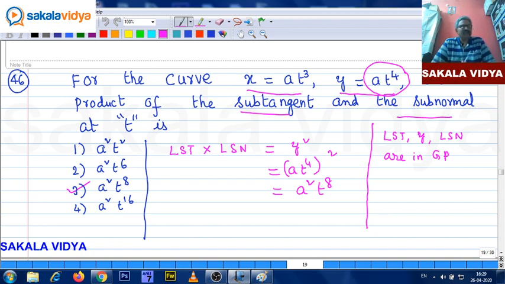In the last class, on tangents and normals, we have discussed up to 46 problems. Still we need to discuss some important leftover models. After that, we shall switch over to the new chapter, rate measure. Rate measure is also a very important chapter; 1 or 2 marks will appear from that chapter also.